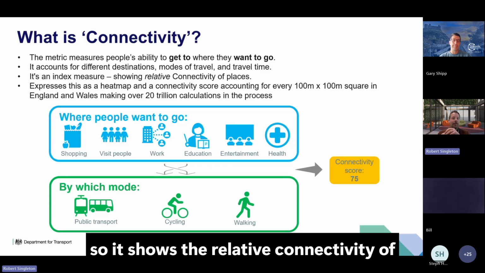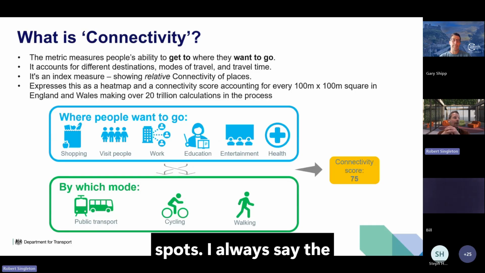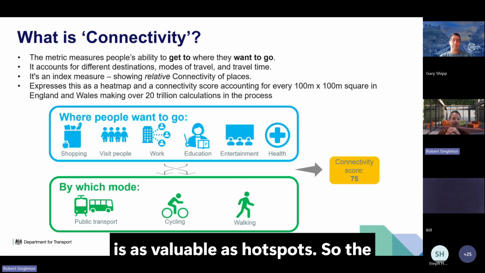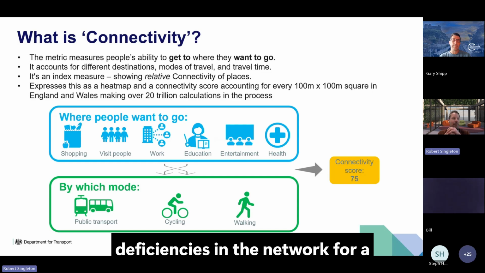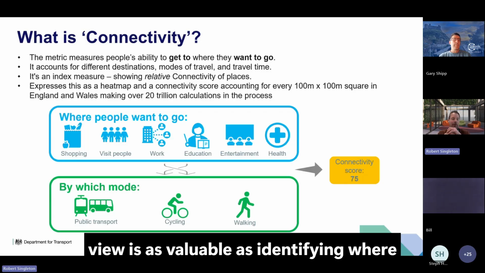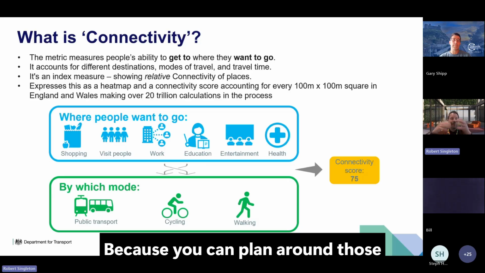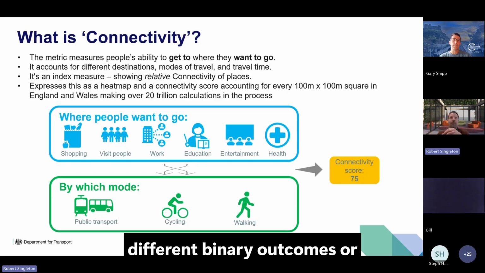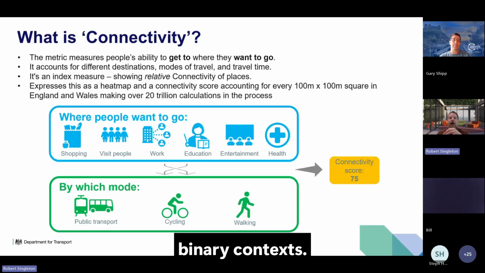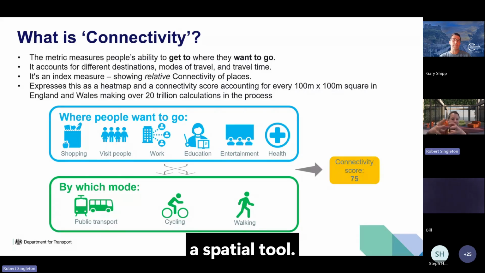It's an index measure, so it shows the relative connectivity of places, so the hot spots and not spots. I always say the identification of not spots is as valuable as hotspots. So the deficiencies in the network from a plan making and decision taking point of view is as valuable as identifying where the efficiencies of the network lie, because you can plan around those different binary outcomes or binary contexts. It expresses this as a heat map, so it's a spatial tool.